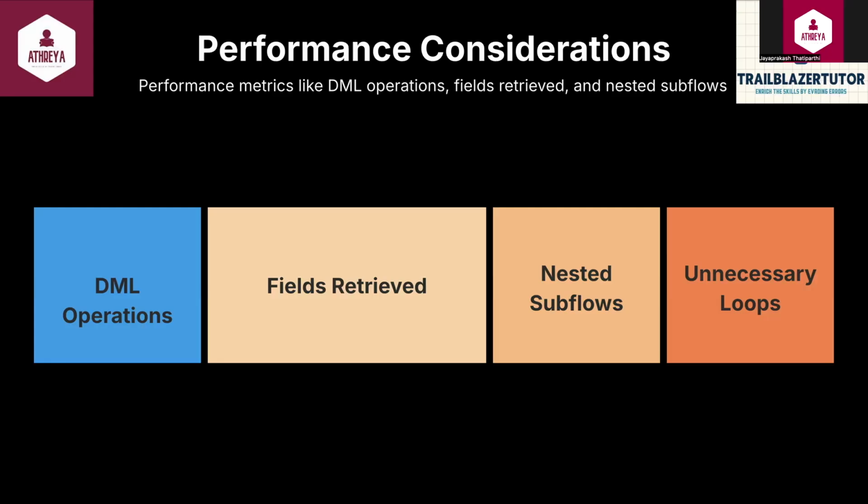By monitoring and optimizing these performance metrics like DML operations, fields retrieved, and nested subflows, you will ensure your screen flows remain fast, reliable, and scalable even as they grow in complexity. In the next slide, we will look at some common pitfalls to avoid when designing and implementing screen flows, such as missing error handling screens, navigation mistakes, and mobile compatibility issues, so you can build robust, production ready automations.